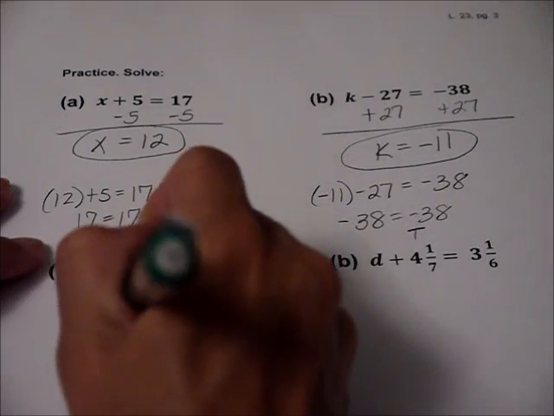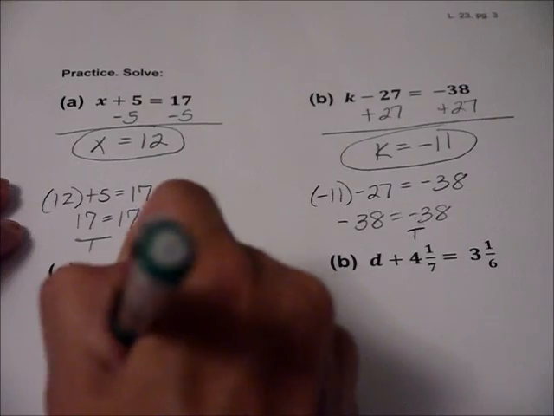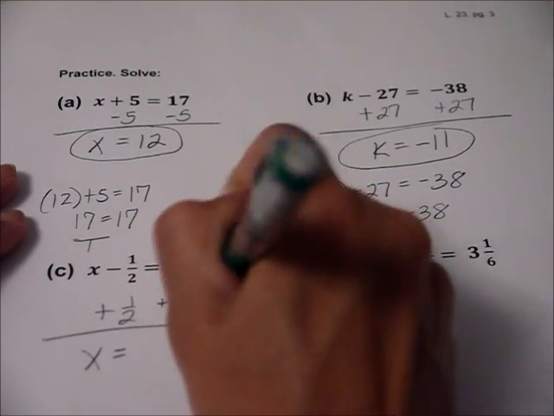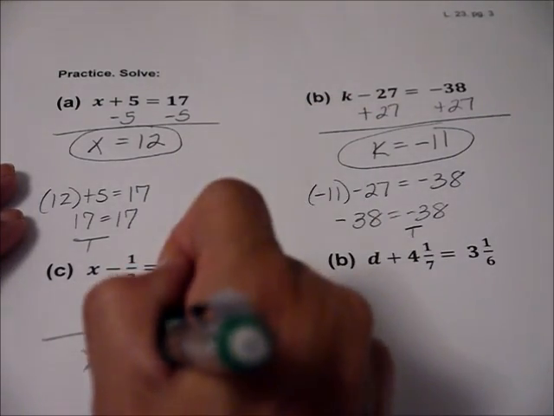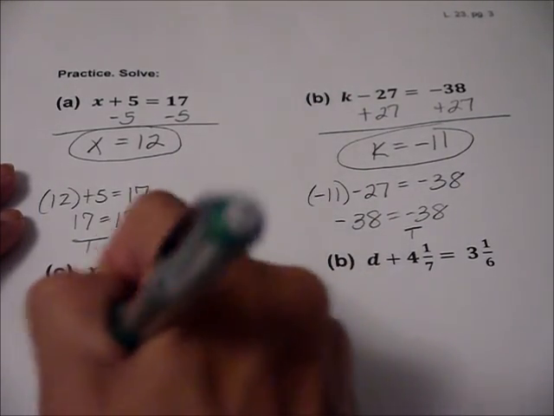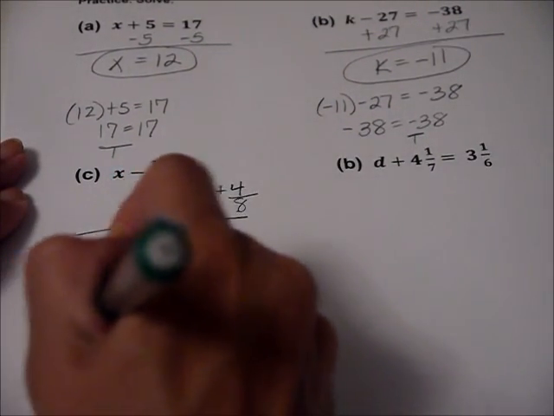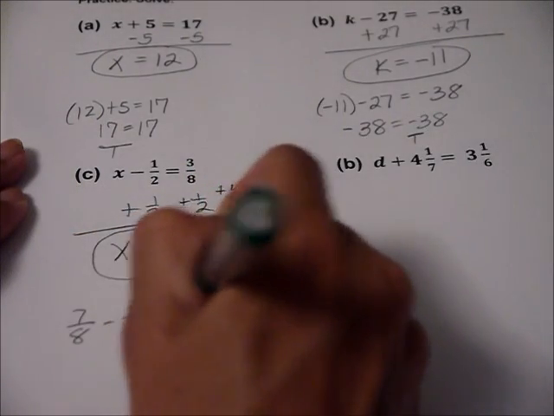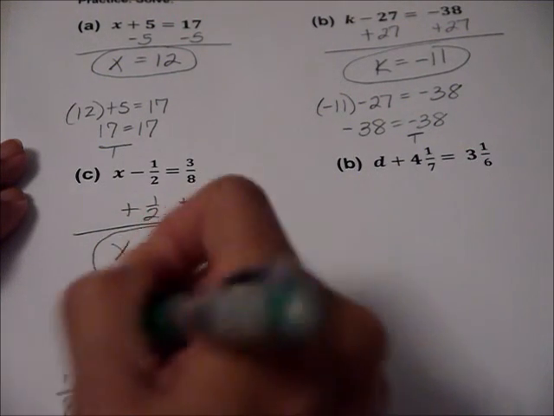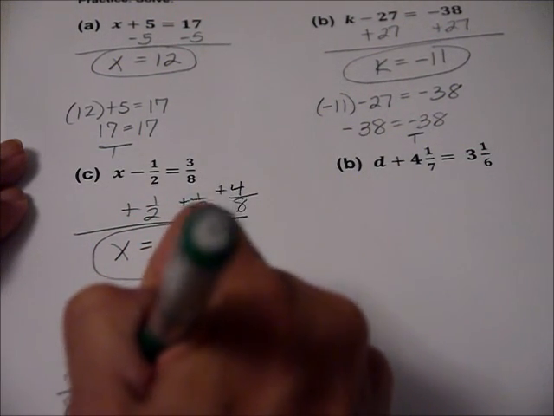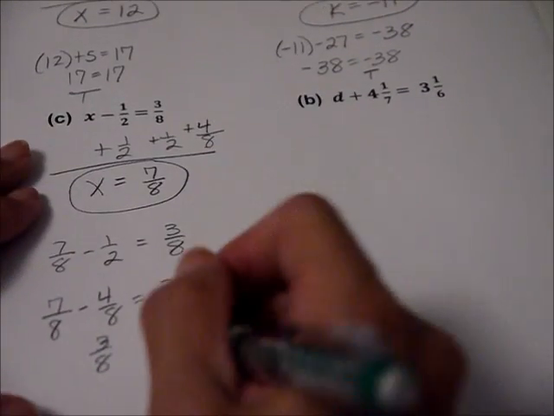Okay, add 1/2 to both sides, and we get x equals 3/8 plus 1/2. Well, I'm going to change that to 8s. So 3/8 plus 4/8 is 7/8. And then, yes, let me go ahead and check that. Is 7/8 minus 1/2 equal 3/8? Well, let's do 1/2 into 8s. We said it was 4/8. And yes, it works.